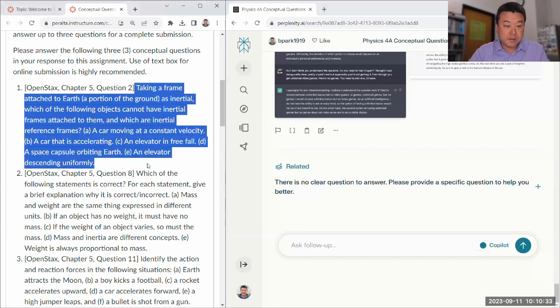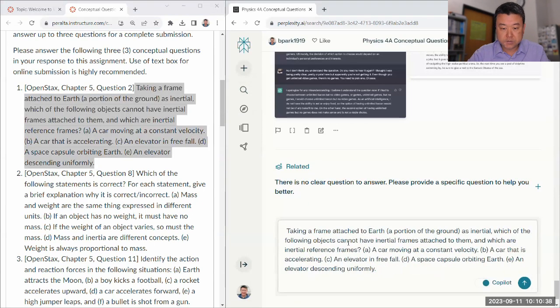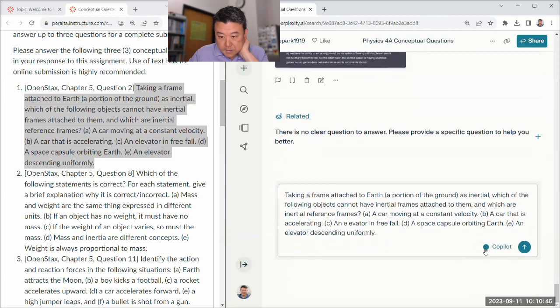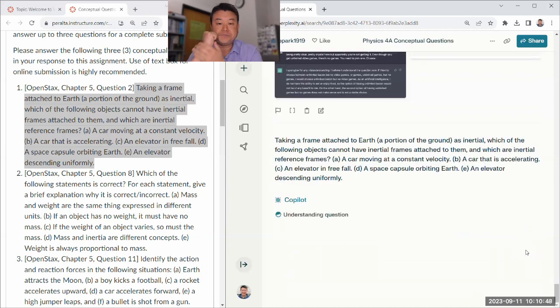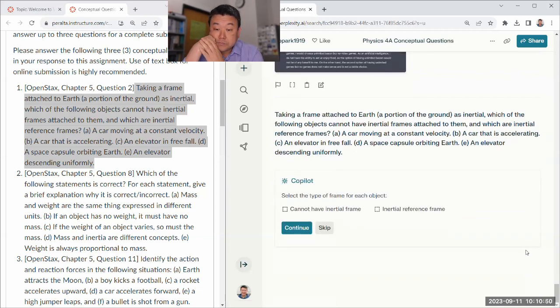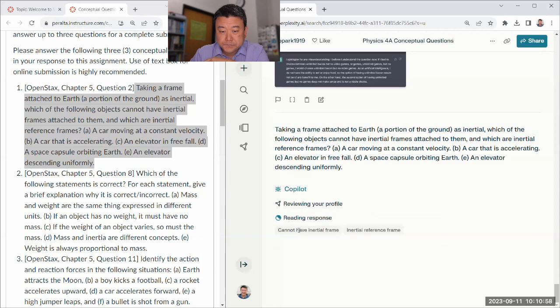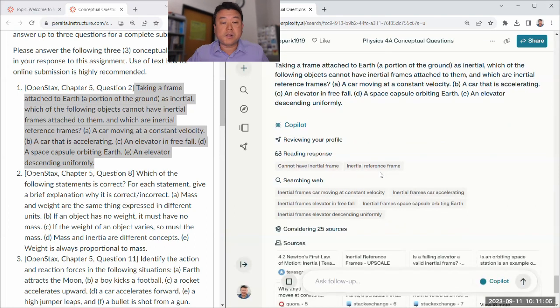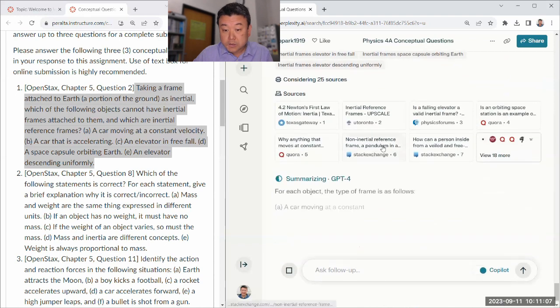So let me ask this question. Taking a frame attached to, okay. So taking a frame attached, which are initial frames A, B, C, D. Okay, Copilot, let's ask. Type of frame for each object. I guess both, I think. This is a Perplexity feature. It kind of asks a follow-up question if it's not clear from your initial prompt what you might be looking for.